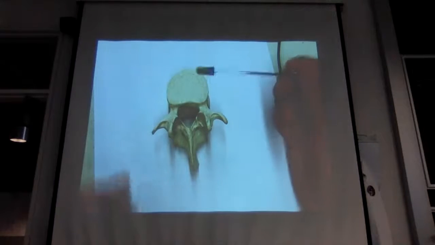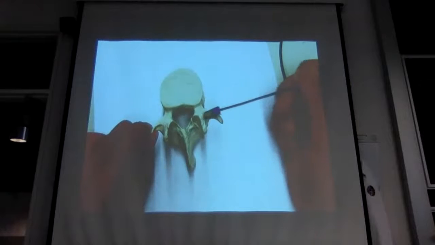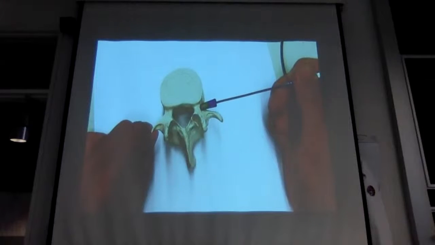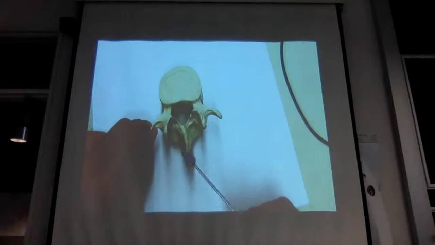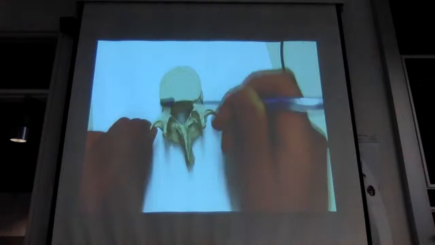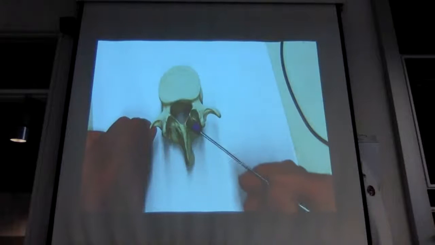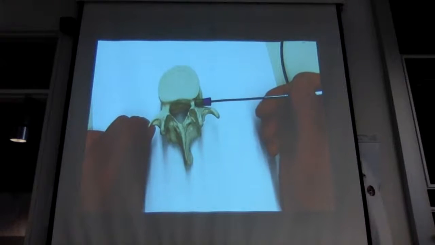The arch is made up of several parts. Does anyone know between the body and the transverse process what this thing is called? The lamina is actually right here. This is the lamina. Between the spinous process and the transverse, this is the lamina. The whole thing is the arch. This is the lamina of the arch. This is the pedicle. Pedicle means foot. If this is the mountain, this is the foot of the mountain. Pedicle, lamina.